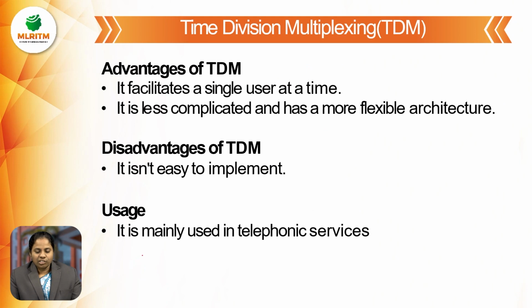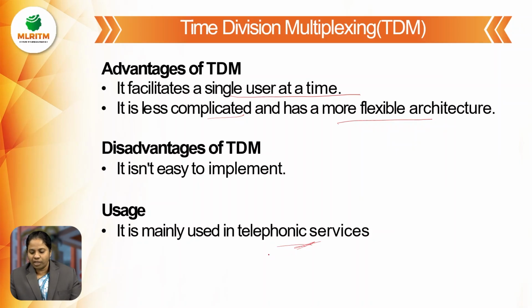Next, the advantages of time division multiplexing are: it facilitates a single user at a time, and it is less complicated with a more flexible architecture. The disadvantage is that it is not easy to implement, because it facilitates only a single user at a particular instance of time. Whereas in the previous case, frequency division, multiple users share a frequency based bandwidth, so we can accommodate many users at a time. Its usage is mainly in telephonic services.